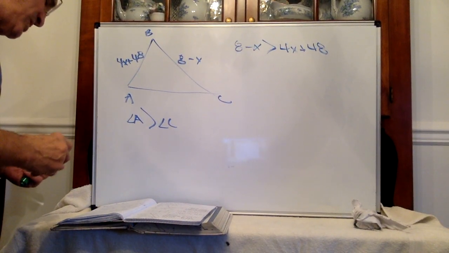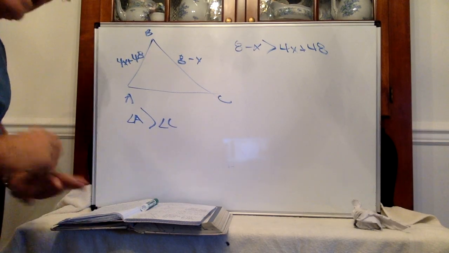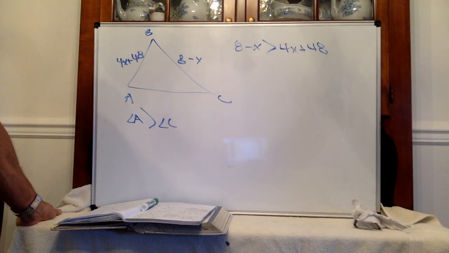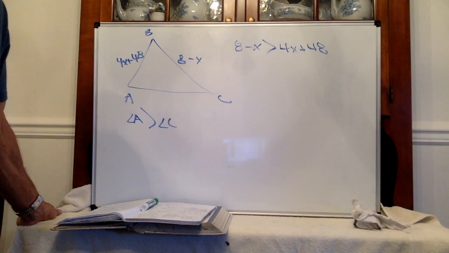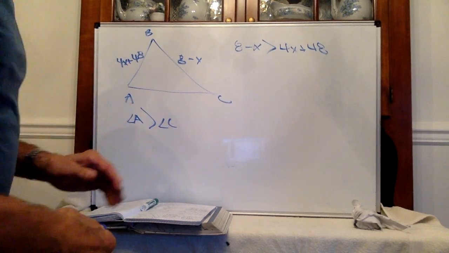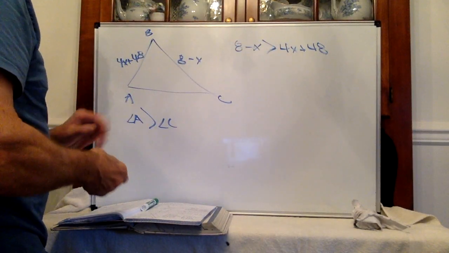Okay, now this one, you had to think about this for a bit. I know that in any triangle, I cannot have a negative side. Triangle sides have to be greater than 0. So I have to keep that in mind when I complete this problem. This is not going to be the only thing that we're going to solve. This is going to only give me part of the answer.